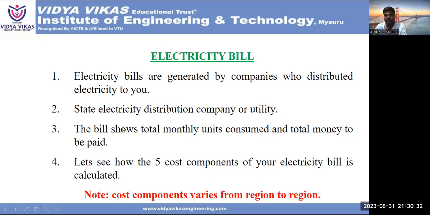These distribution companies generate the electricity bill. For how many days do they generate the bill? For 30 days. In the electricity bill, they consider 5 cost components. These cost components vary from region to region. Now I'm going to take one region, related to Karnataka and Maharashtra.